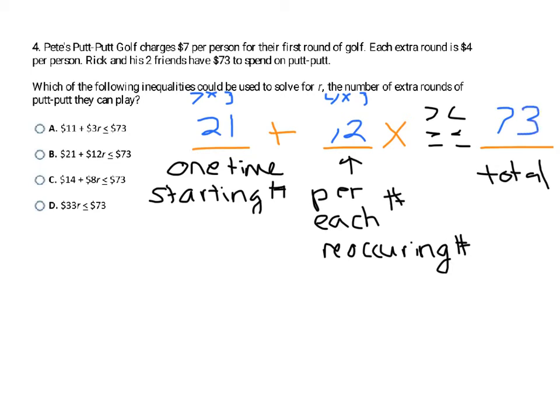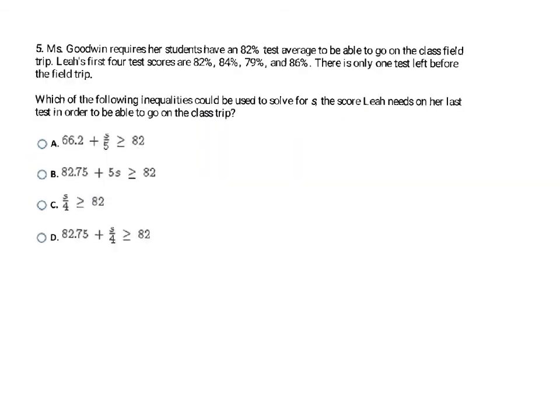So that's going to be our total number. And so that means they can spend up to $73. So they could spend $73 or less. So that means my inequality here is going to be a less than or equal to. So 21 plus 12x less than or equal to 73 is going to be my final answer, which is B.